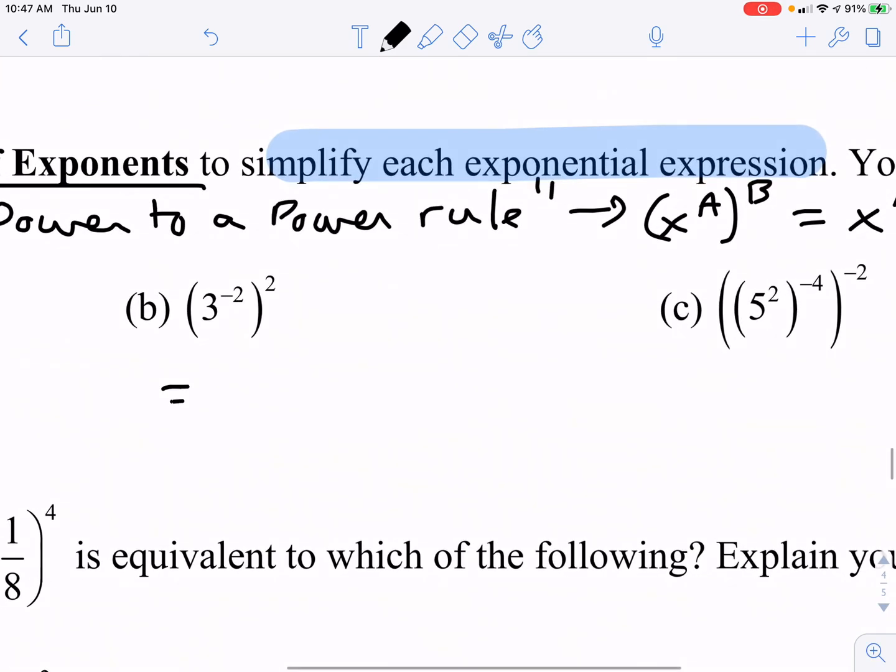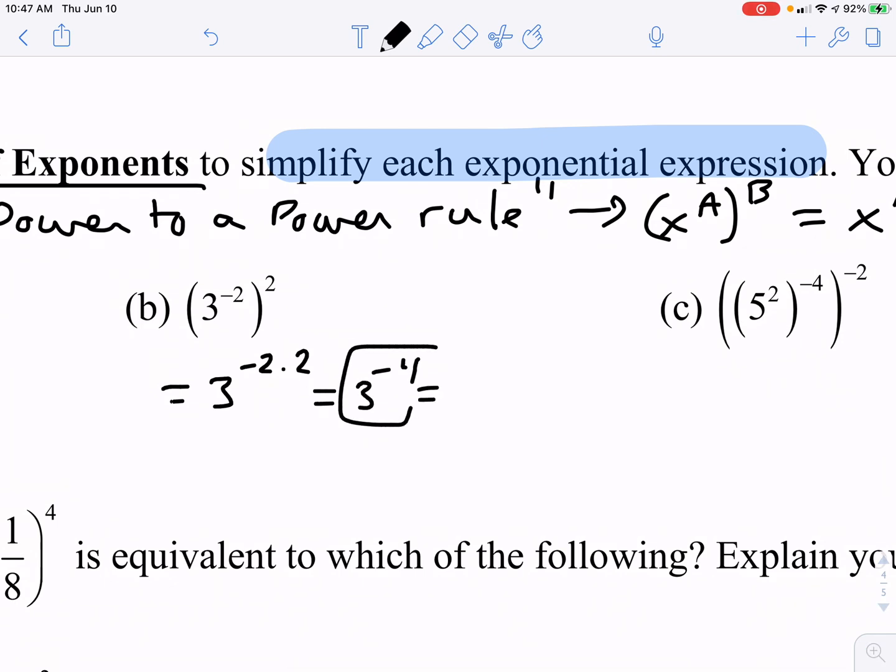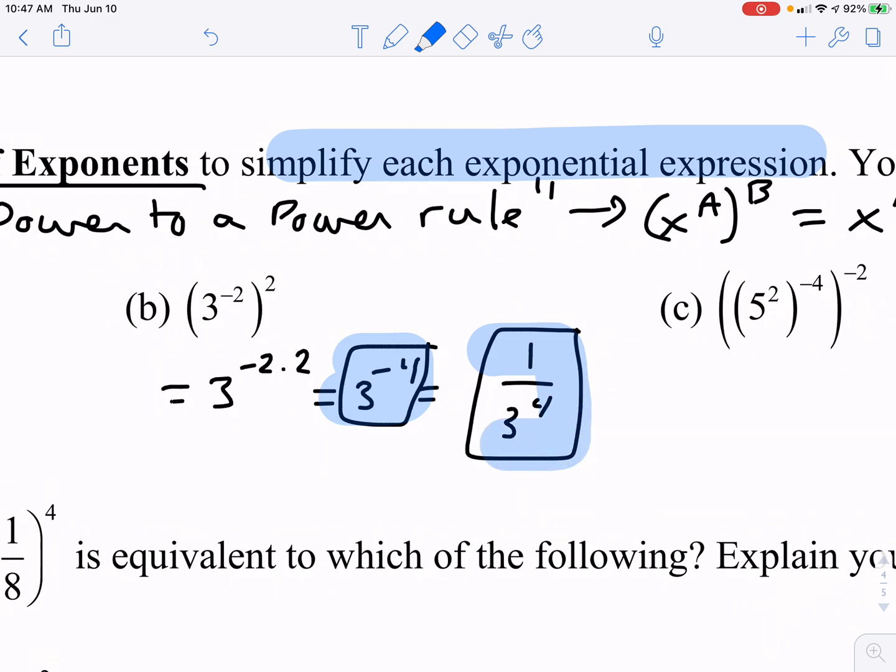So in letter B, this would be 3 to the negative 2 times 2, which would be 3 to the negative 4, which is one way to write it, or 1 over 3 to the positive 4. That's the other way to write it. Make sure you're comfortable expressing it both ways.